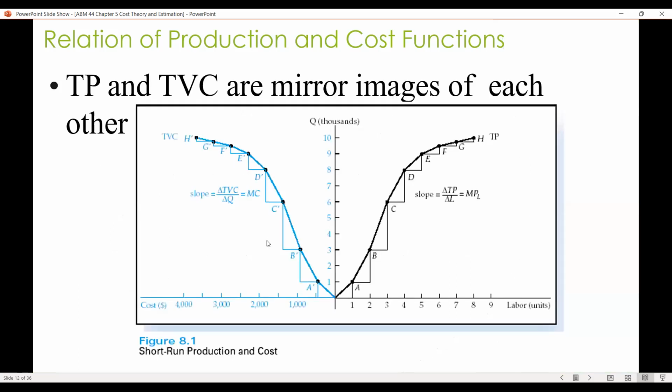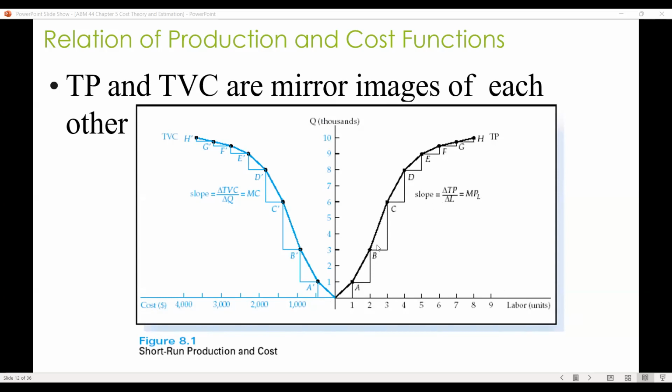So let's have an example. We have total production and total variable cost here. Sorry, this is actually total production. Total production and total variable cost are actually mirror images of each other. As you can see here, we have X and Y axes. In the x-axis, we have quantity, in thousands. In the y-axis is labor, or cost. So quantity and labor, this is the production function.